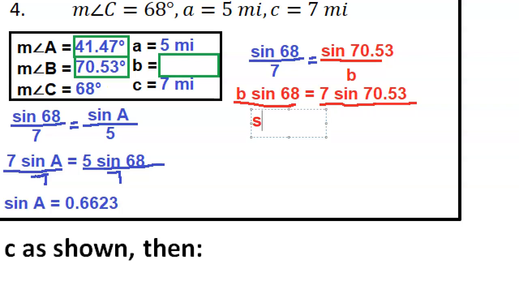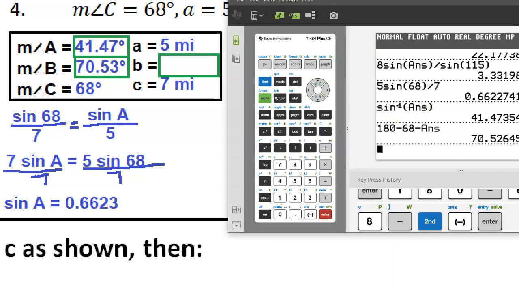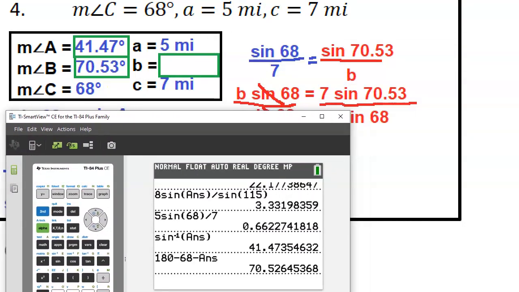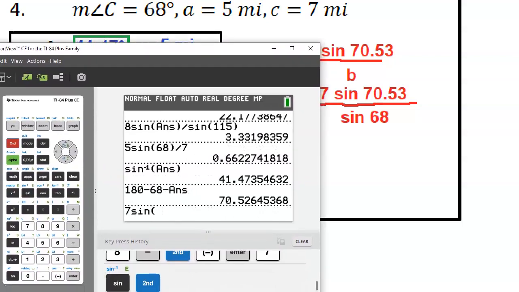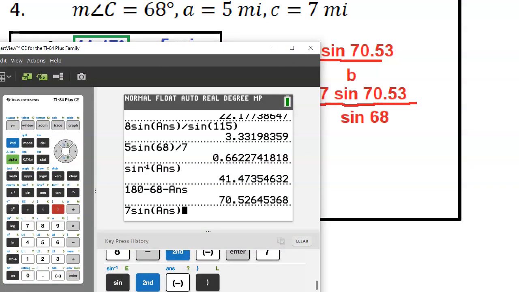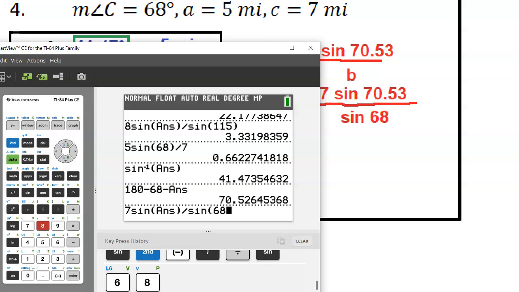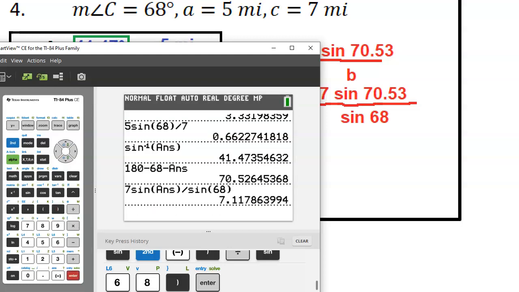Divide both sides by the sine of 68. And we will have what we're looking for. We already have that 70.53 number in the calculator. So all we really have to do here is 7 times the sine of, and then you're just going to hit the answer button. Divided by the sine of 68. We get 7.12.